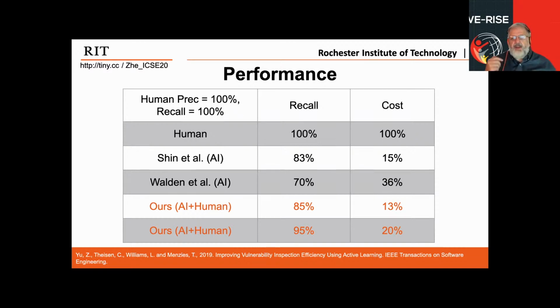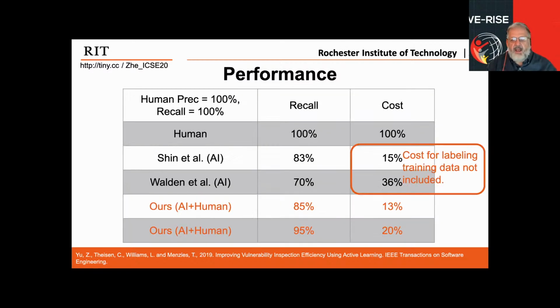Now, when we compare our approach to other people, like humans reading everything, the top line of this is if humans read everything, that's the most expensive, that's 100% cost. And let's say the humans are perfect at finding security bugs. There are various methods in the literature discussing how to improve on that.